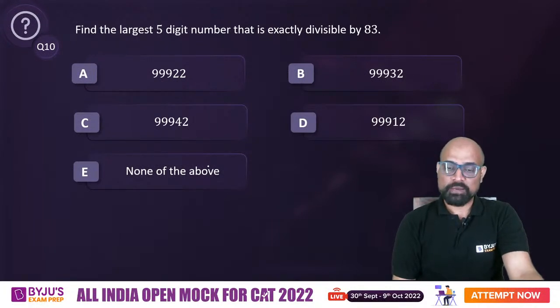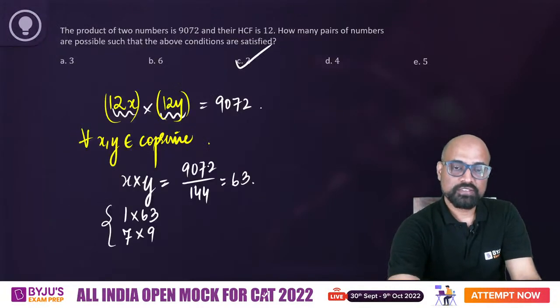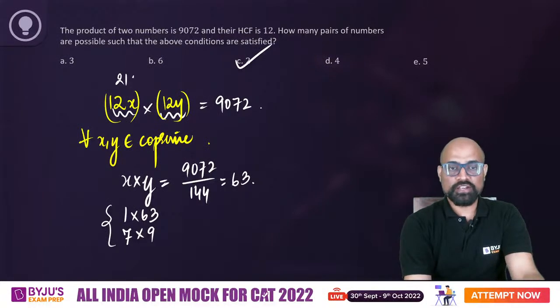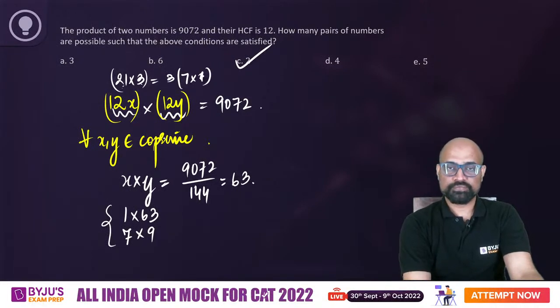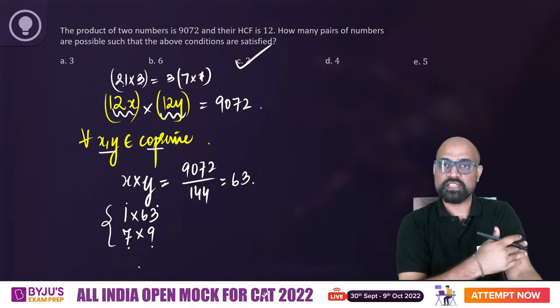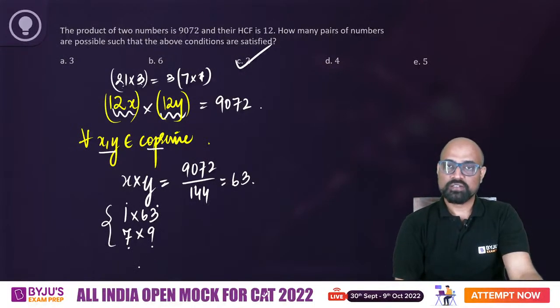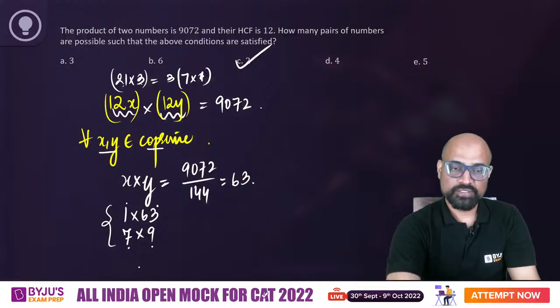21 और 3 co-prime नहीं है ना guys? 21 into 3 में 3 is common, no? They're not co-prime. Co-prime चाहिए ना? X and Y co-prime. 1 and 63 are co-prime. 7 and 9 are co-prime. Co-prime means their HCF is 1. Right?